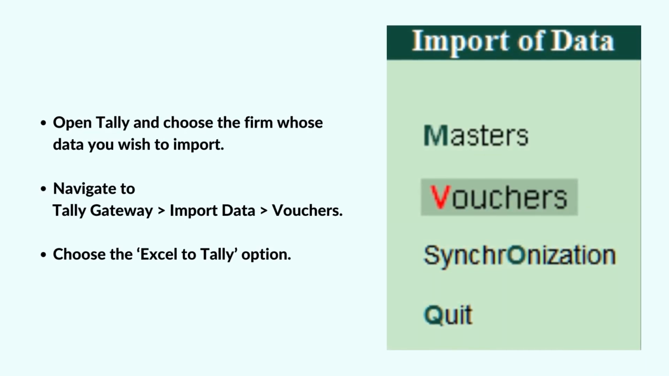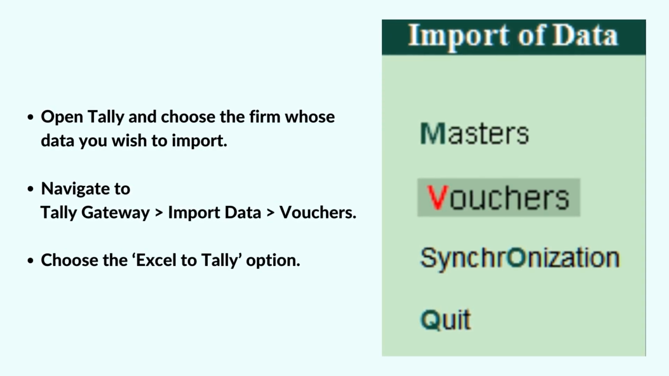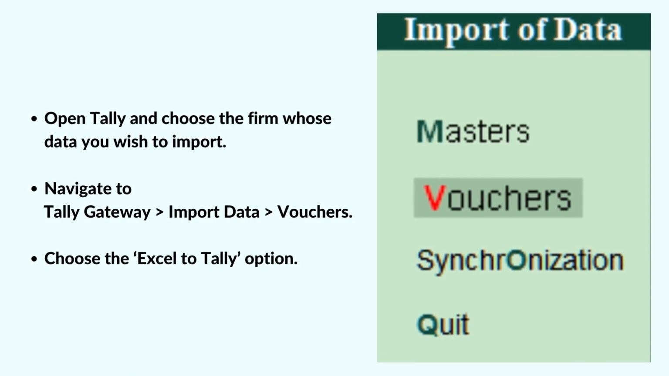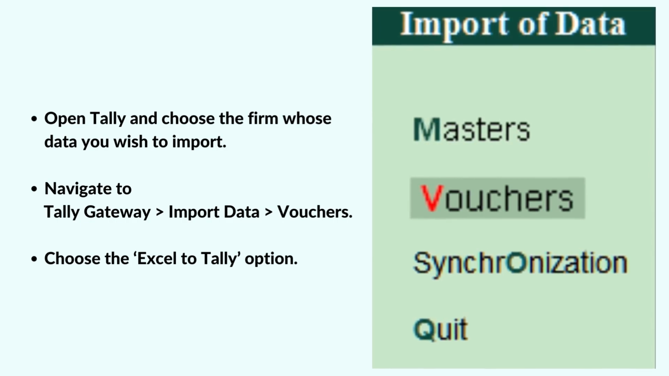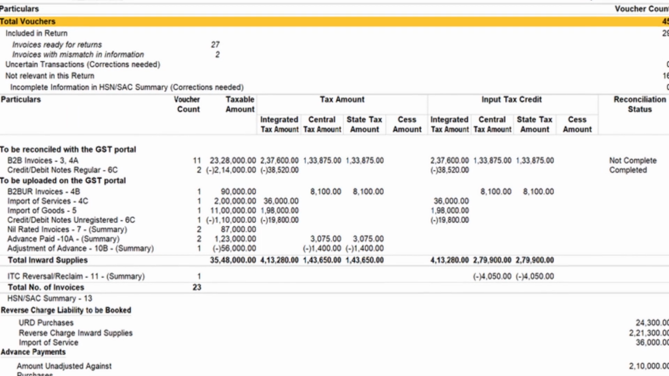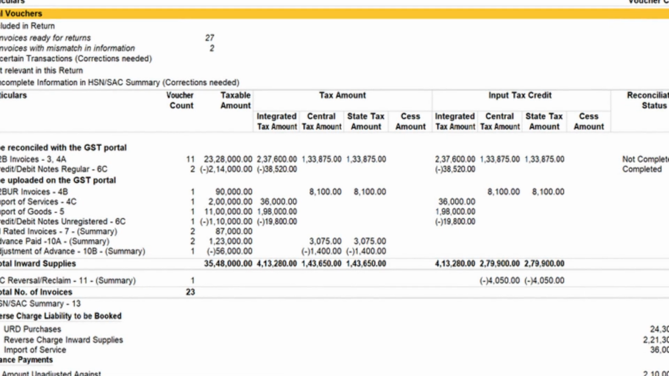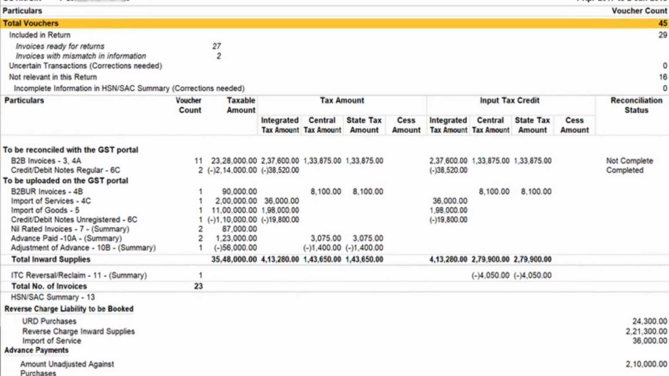Open Tally and choose the firm whose data you wish to import. Navigate to Tally Gateway, Import Data, Vouchers. Choose the Excel to Tally option. Choose GSTR 2B from the list of possible forms on the following screen. Choose the CSV file that you prepared in step 2 by clicking the Browse option.